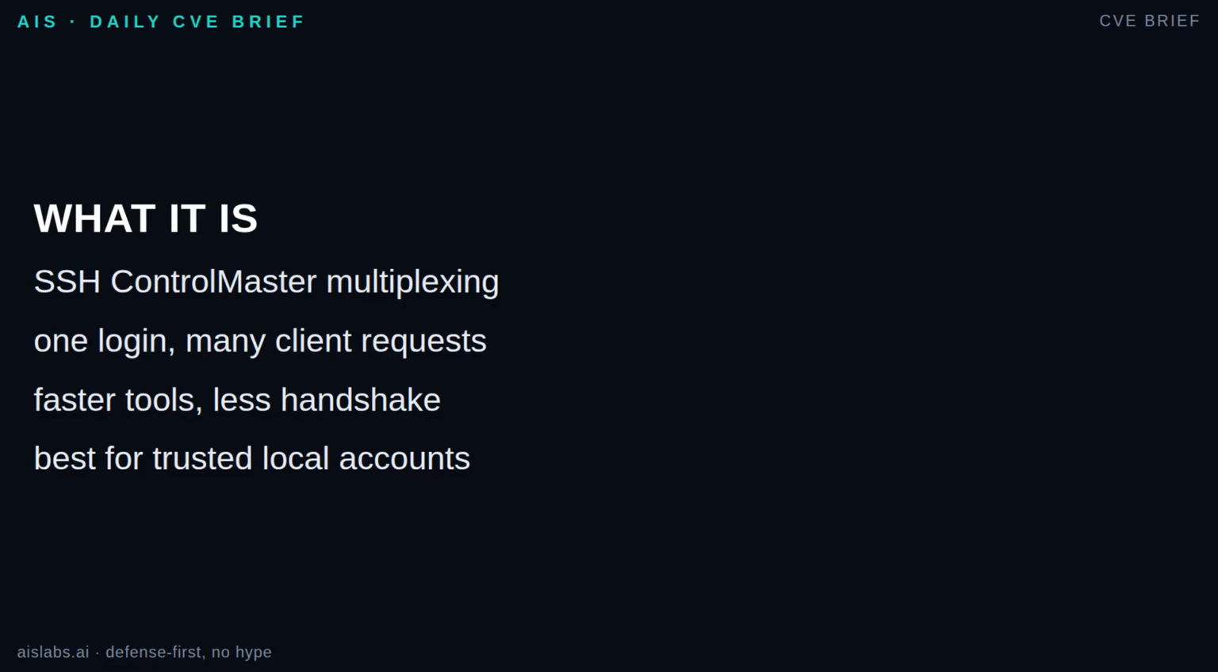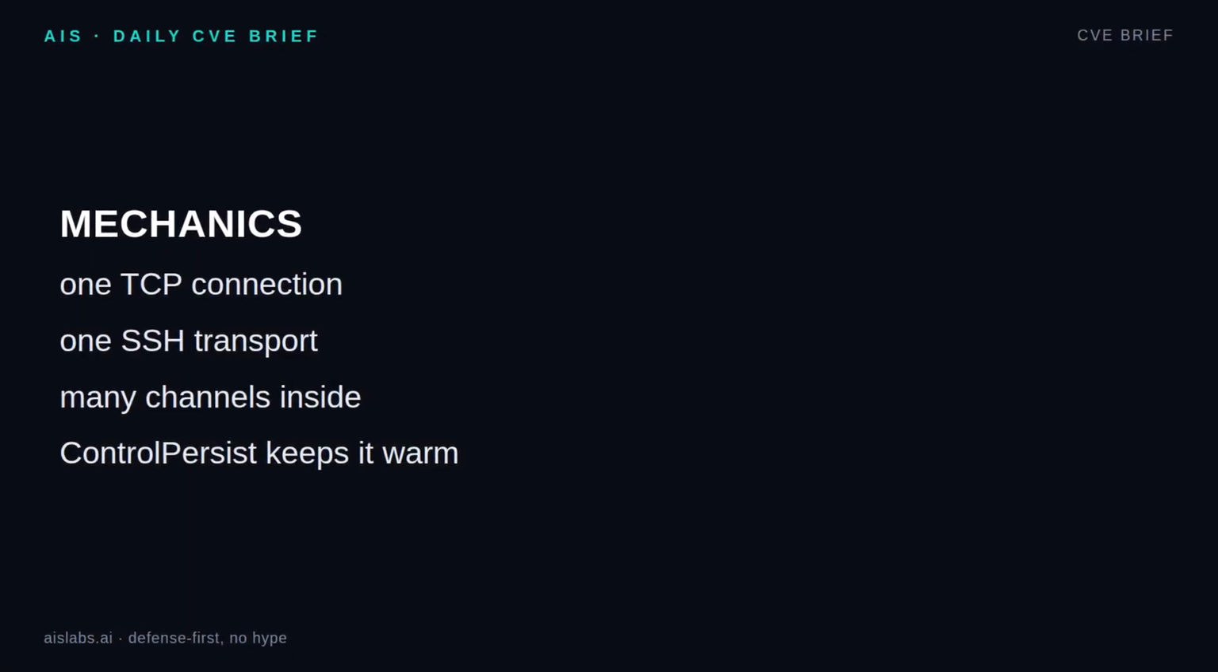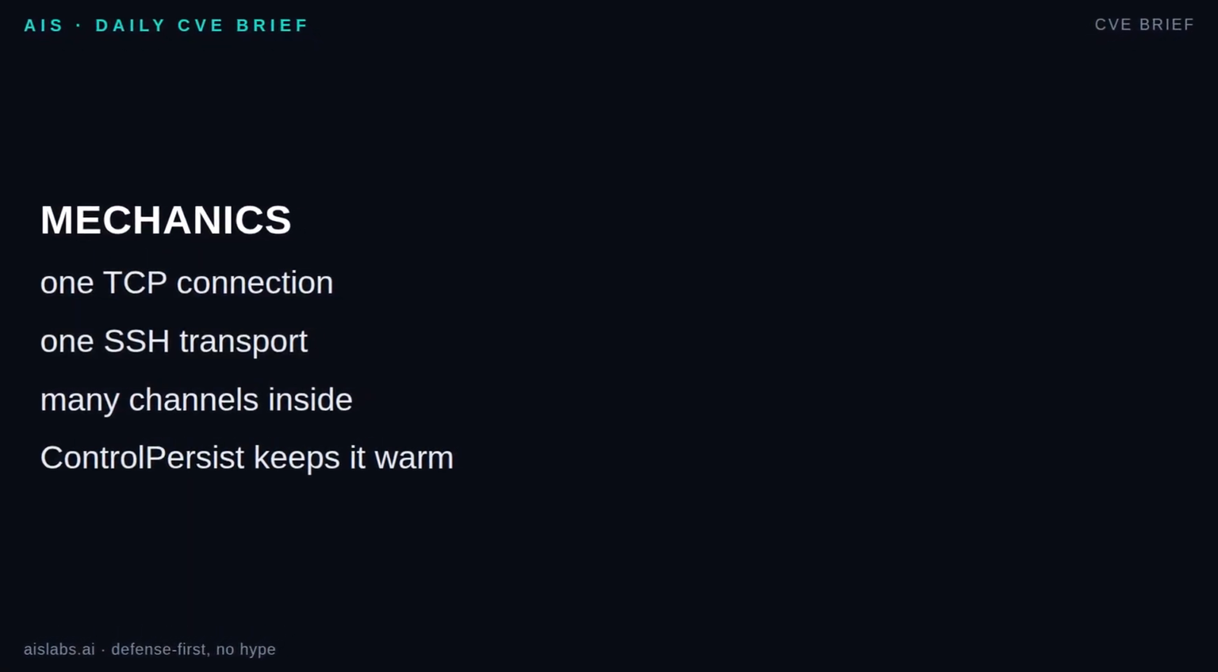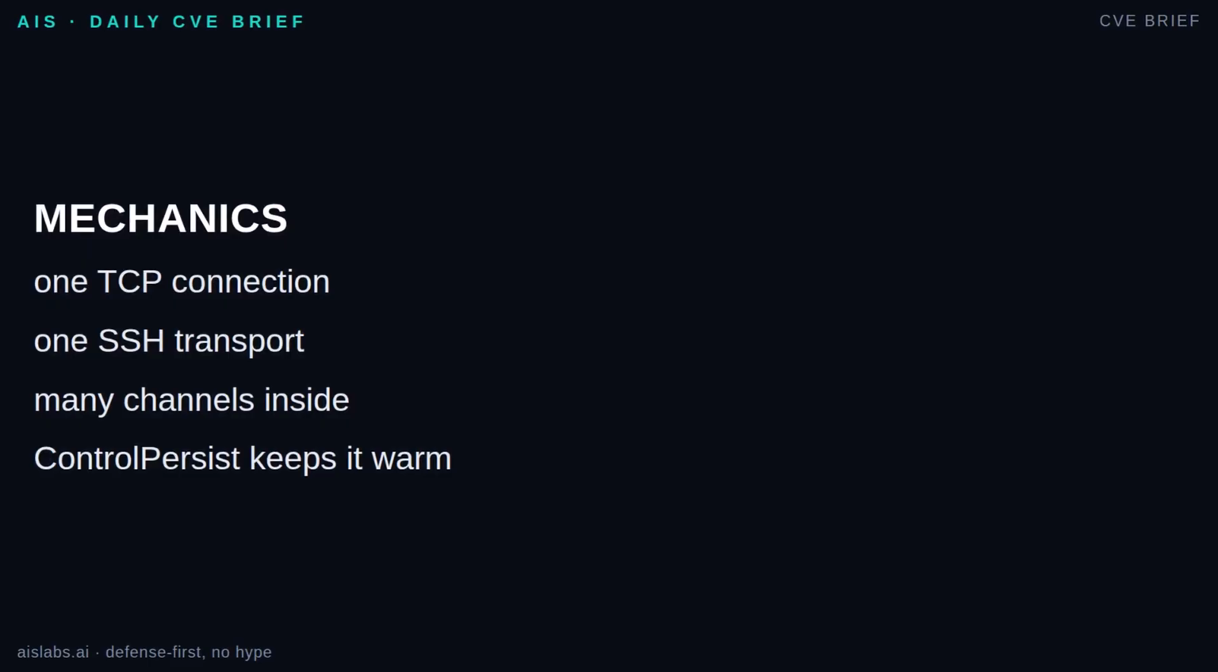The speed win is most visible when latency is high, when authentication is slow, or when automation runs many small commands. SSH already supports multiple channels inside one encrypted connection. A normal interactive shell is one channel. A command is another. Port forwarding, SFTP, and other session types are channels too. ControlMaster exposes that capability to separate local client processes.